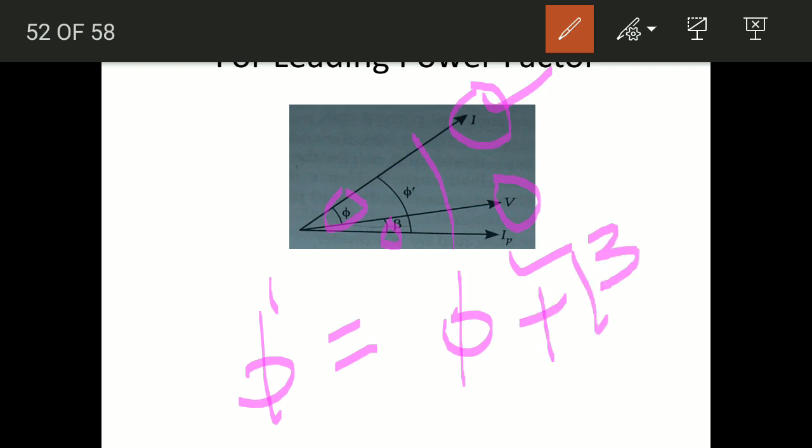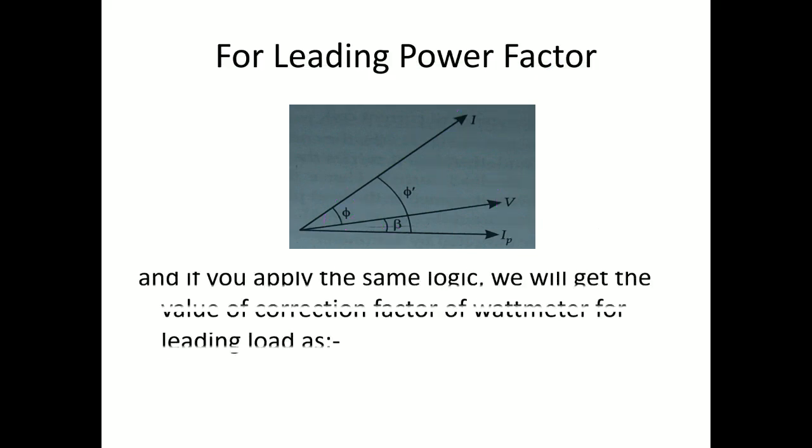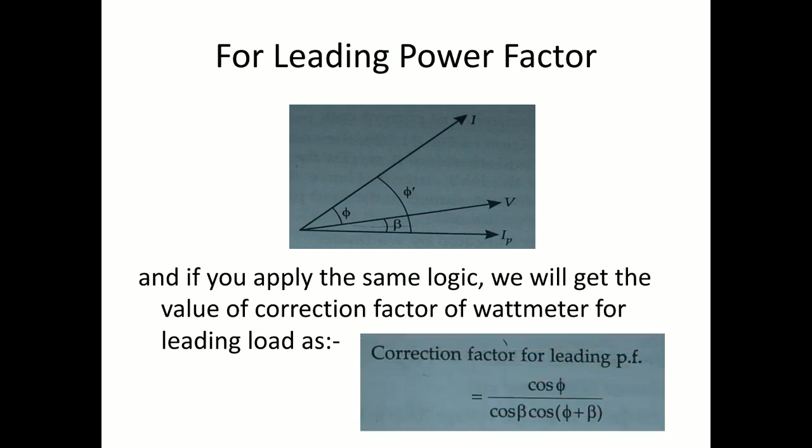So you have to remember this equation. In case of lagging power factor, we have the expression of phi dash as phi minus beta, and in case of leading we have the expression of phi dash as phi plus beta. Now if you apply the same logic and do the analysis, you will get the value of correction factor for the wattmeter in case of leading power factor condition as cos of phi whole divided by cos beta into cos of phi plus beta. This is the change in this formula. In case of lagging, in the denominator we have cos of phi minus beta. In case of leading, we have phi plus beta. So this change you should remember.